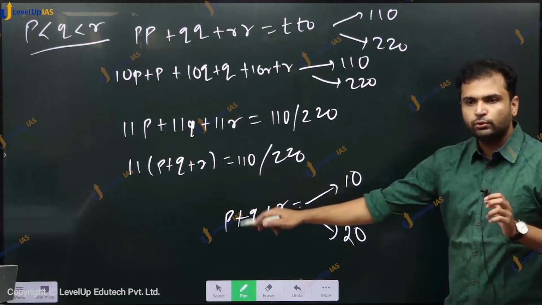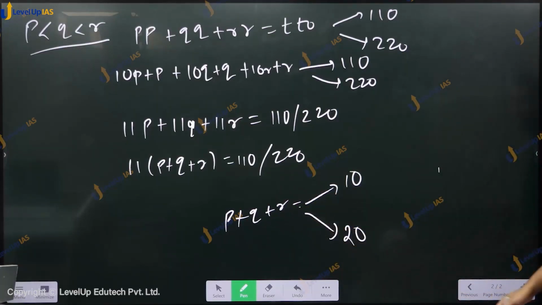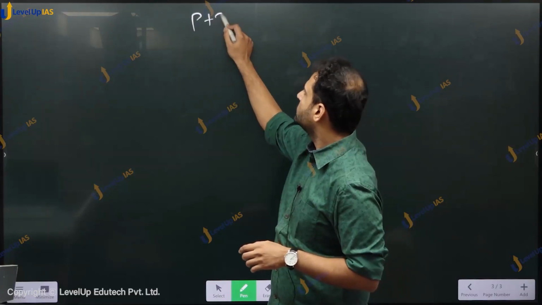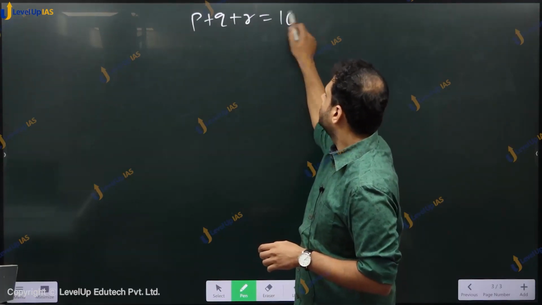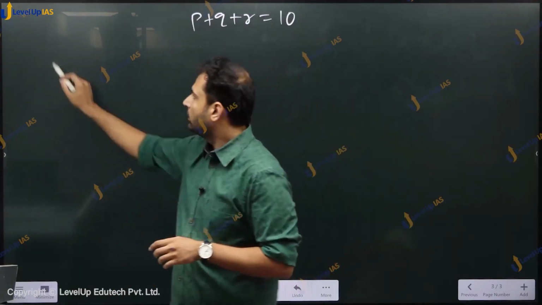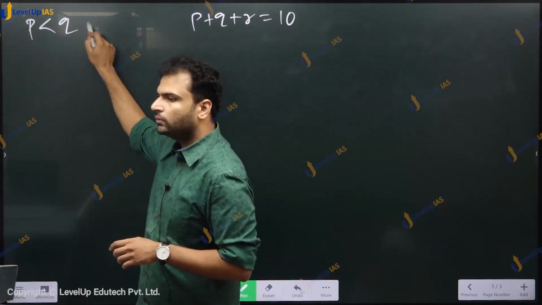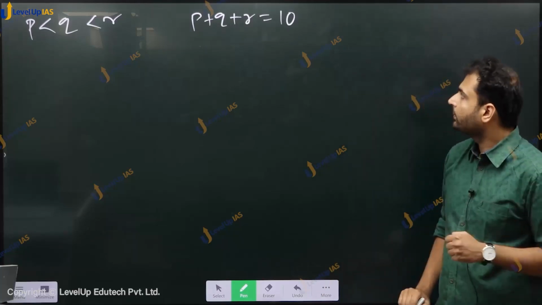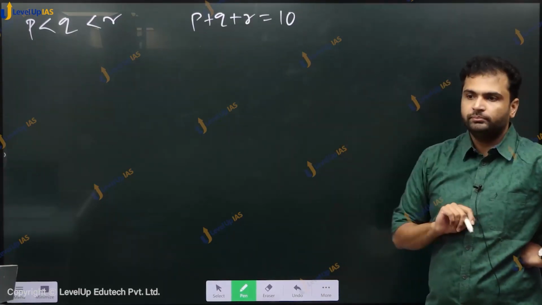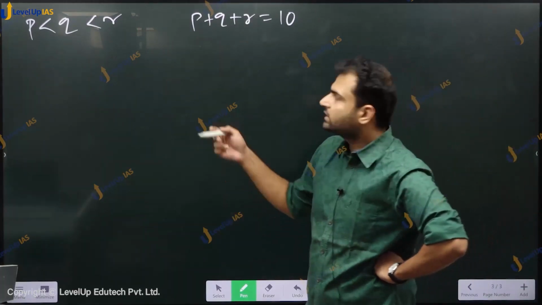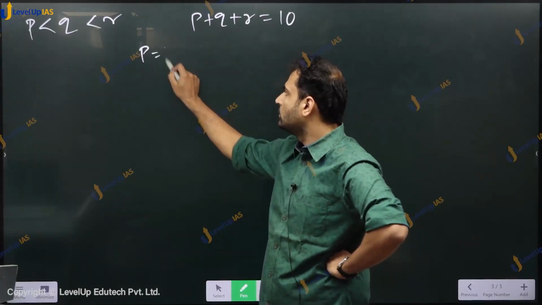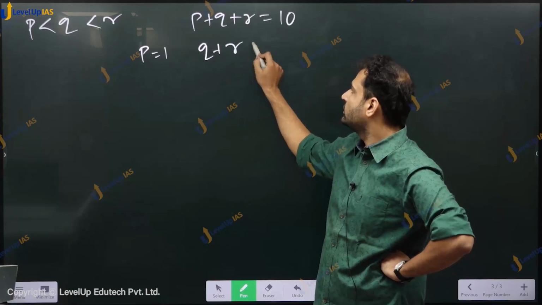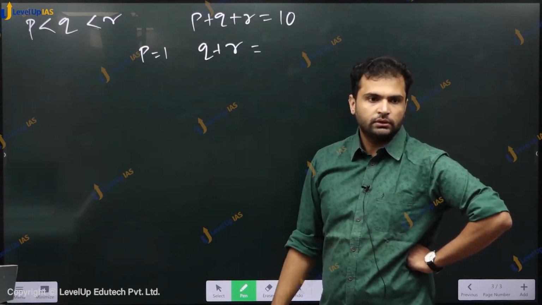Now we'll deal with these 2 equations separately, these 2 cases separately. First is P plus Q plus R is equal to 10. Okay. What is one more condition? P less than Q less than R. That is always there. Now, can P be 1? First case is, let us put P is equal to 1. Then what we will have? Q plus R is equal to 9.